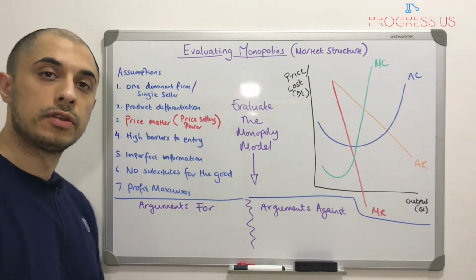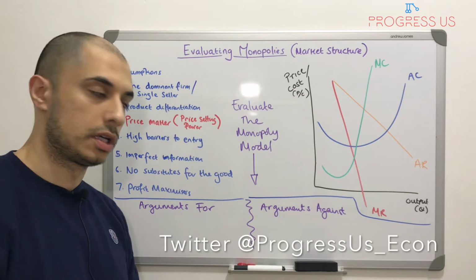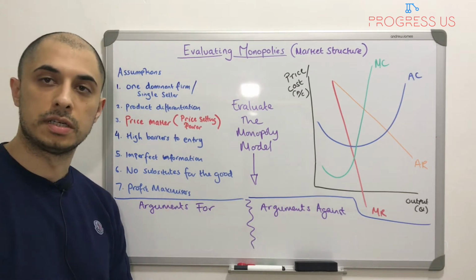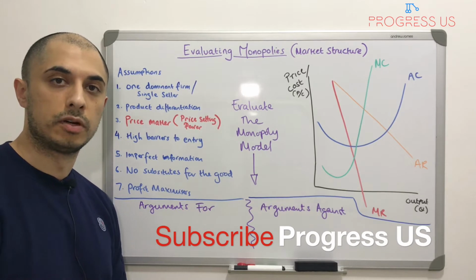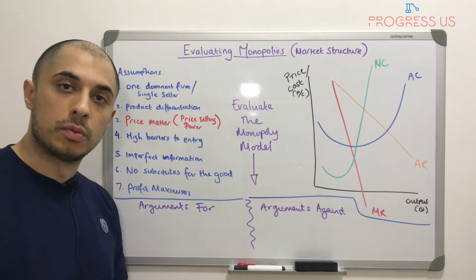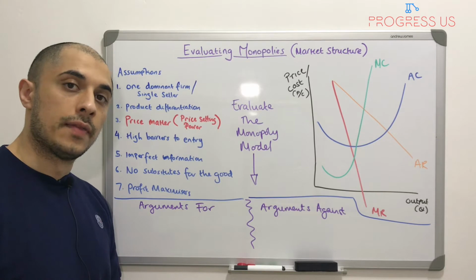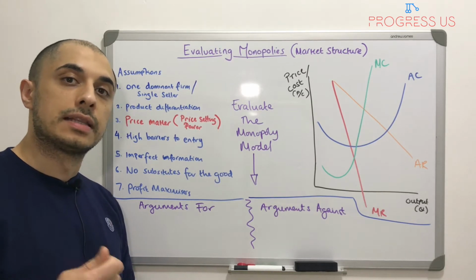Hey guys, we're going to be running through the monopoly video today, so we're going to keep it fairly straightforward and fairly simple. As you can see behind me, what we'll start with, as always, is the definition for monopoly. It's a market structure where there's one dominant firm, and that dominant firm has the ability to set the price.